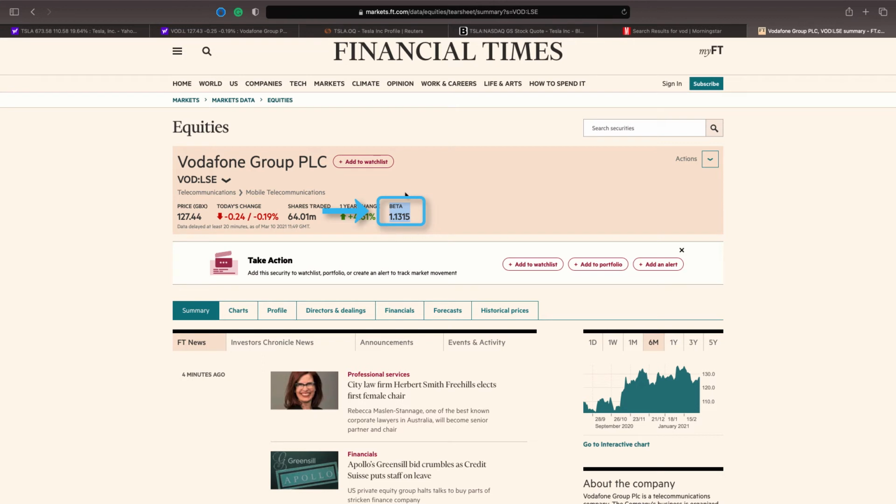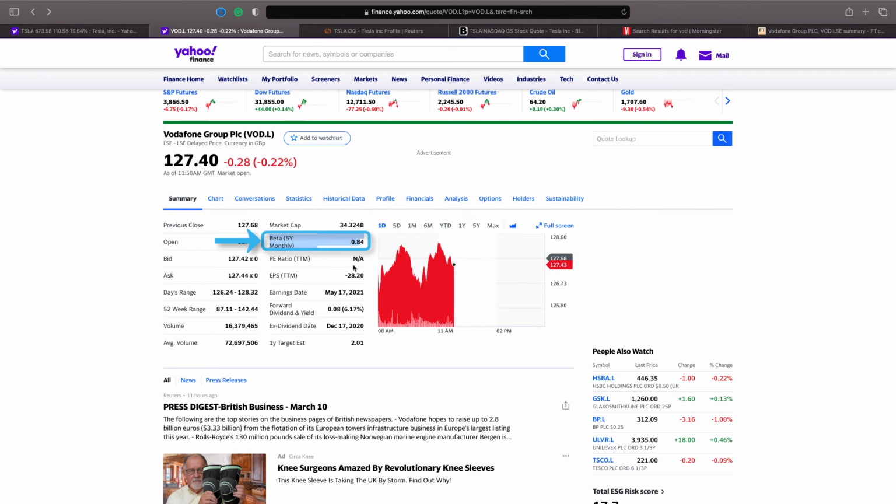The other thing is, which one did they use as the market portfolio, right? Did they use the FTSE 100? Did they use the FTSE All Share? Did they use, I don't know, some other stock exchange or stock market? And of course, the Yahoo Finance estimate could have used a different market proxy.